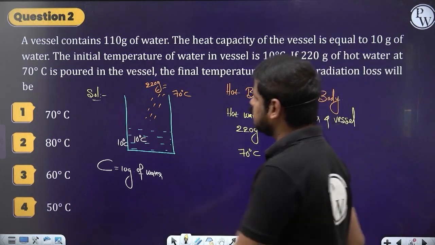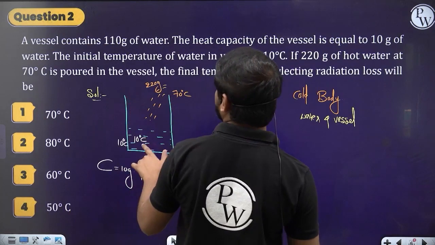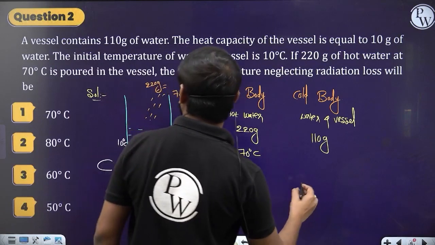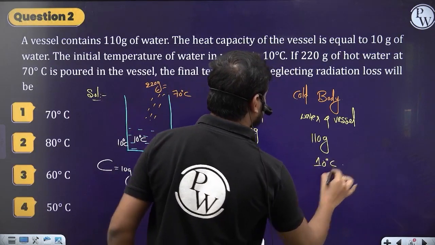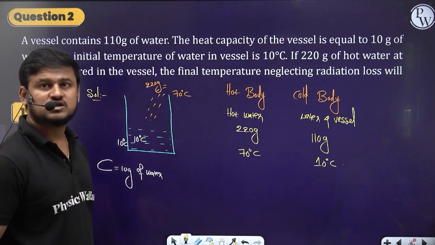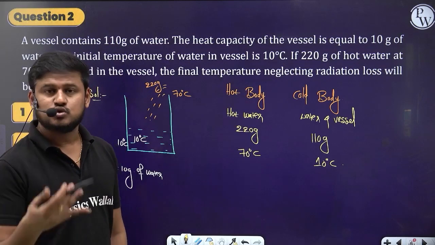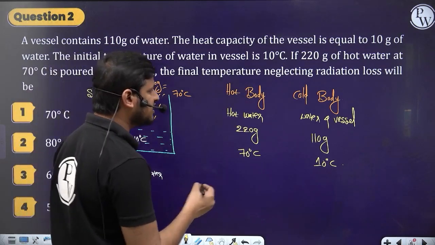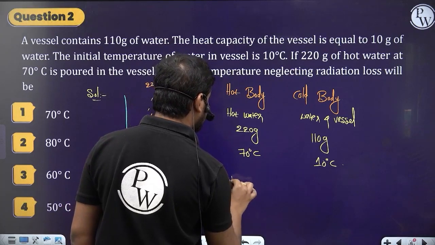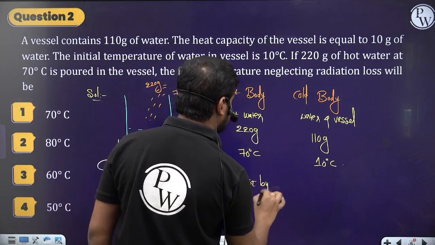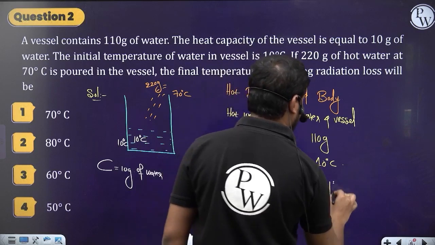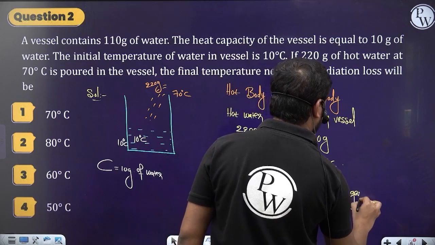So what is the mass? The mass is 110 grams, and the temperature is 10 degrees centigrade. Now, according to the principle of calorimetry, there is no loss of heat energy by radiation. So you can write that according to the principle of calorimetry, the heat lost by the hot body is equal to the heat gained by the cold body.